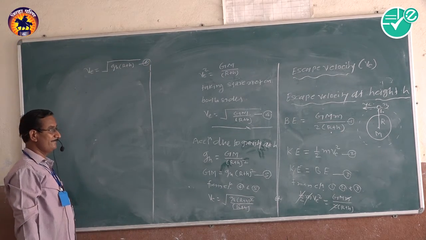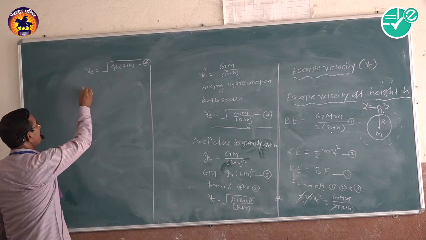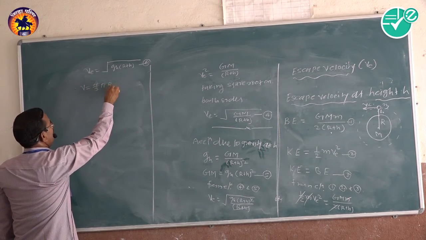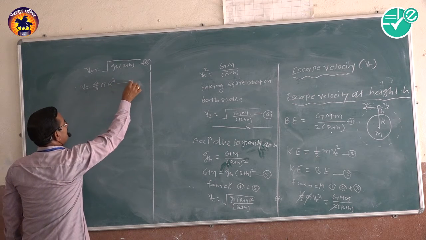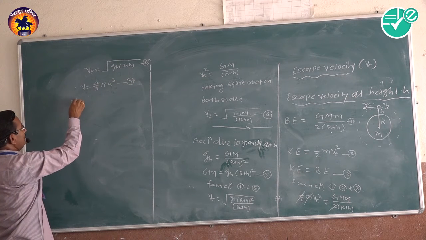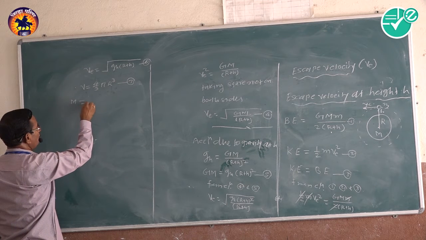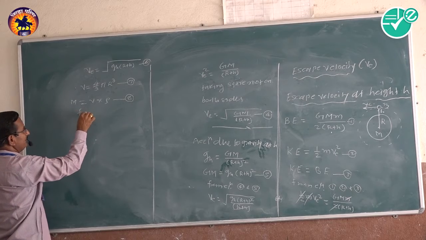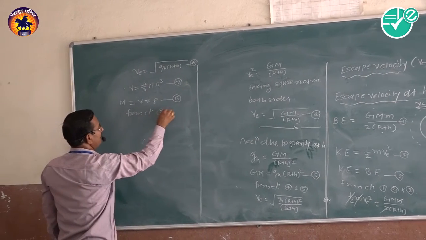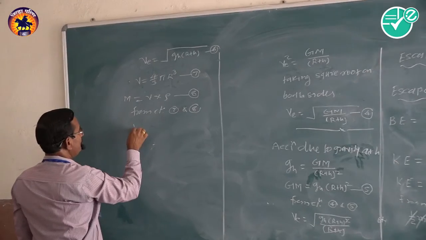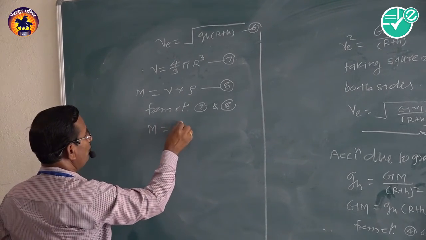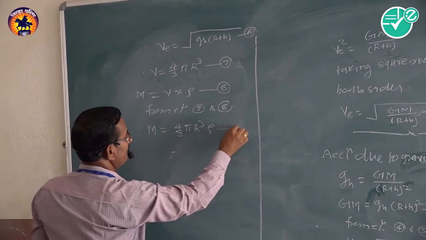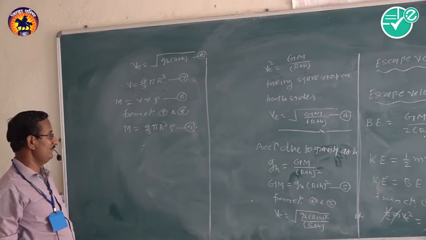But we know that Earth is a solid sphere, then the volume of Earth is V is equal to 4 by 3 pi r cube, that is equation 7. But mass of the Earth, mass is equal to volume into density, that is equation 8. From equations 7 and 8 we get mass M is equal to volume 4 by 3 pi r cube into density rho, that is the mass of the Earth.